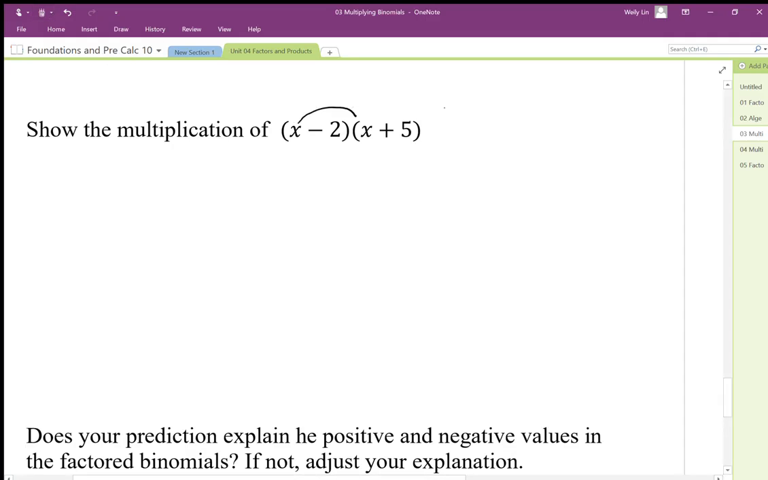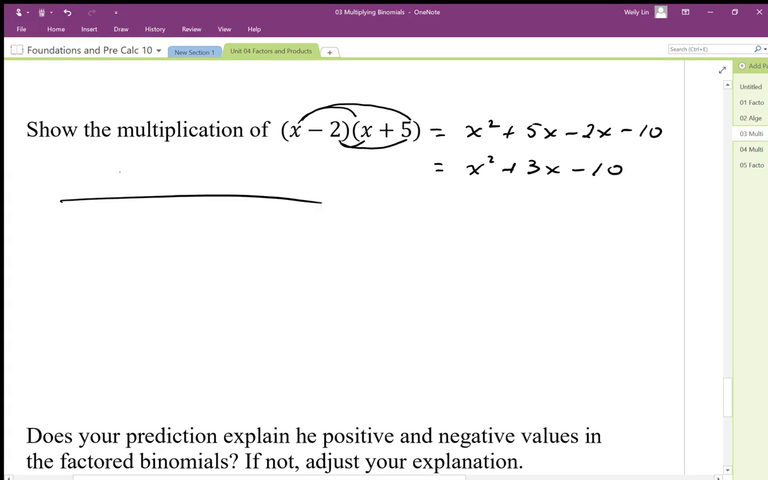We know that x times x is going to give us the x squared. We end up with 5 times x, which is 5x, negative 2 times x, which is negative 2x, and then negative 2 times negative 5 is negative 10. So when we combine the like terms, we end up with plus 3x minus 10.